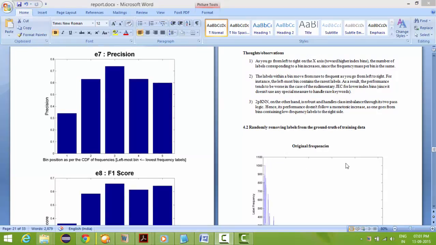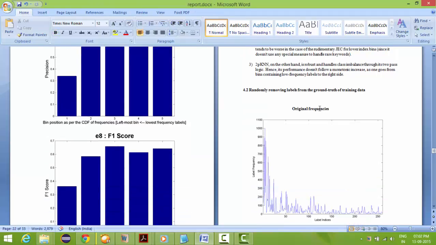2PKNN, on the other hand, is robust in terms of handling class imbalance, so its performance doesn't follow a monotonic increase as one goes from bins containing low frequency labels to the right side. Moving on to 4.2, what happens if you randomly remove labels from the ground truth of training data?